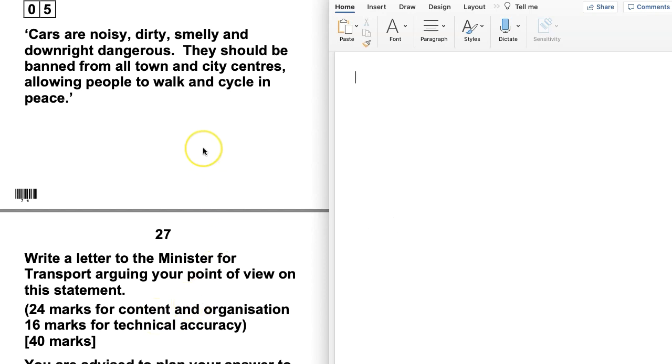So this is the persuasive writing task, question 5 of paper 2 from the November series 2018. Cars are noisy, dirty, smelly and downright dangerous. They should be banned from all town and city centres, allowing people to walk and cycle in peace. Write a letter to the Minister for Transport arguing your point of view on this statement.